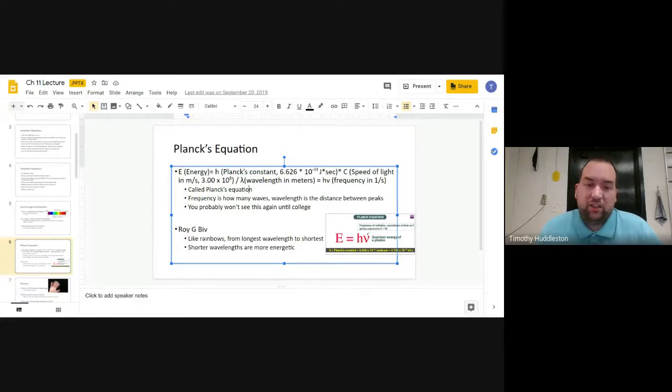The energy of a wave is equal to H, which is Planck's constant, which is just a number that's the same all the time. When you hear constant, that just means it's a number that's never going to change. Times C, which is the speed of light. The speed of light is always 3 times 10 to the 8th meters per second. And lambda is the wavelength of the wave in meters. There's also a different form of this, which is H times nu, where nu is that Greek letter that looks like a V with a curve to it.